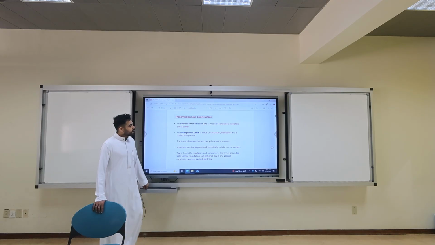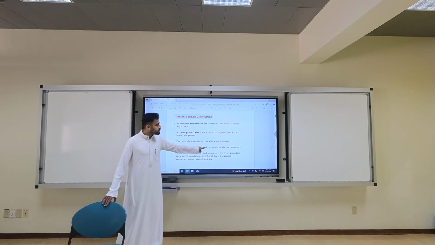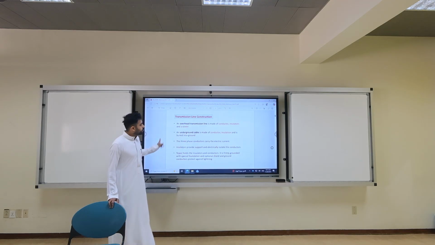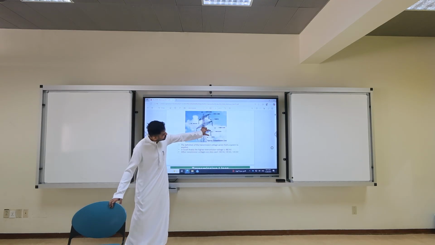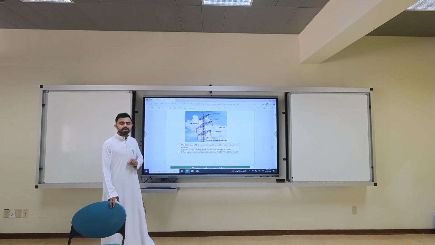The three-phase conductors carry the current, and what is the purpose of an insulator? Two. They provide support and electrical isolation, two purposes. If you look at the insulators, they provide support and they insulate those two cables from having an arc flash, for example.